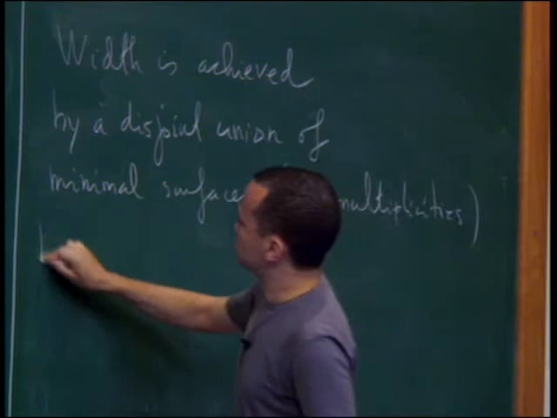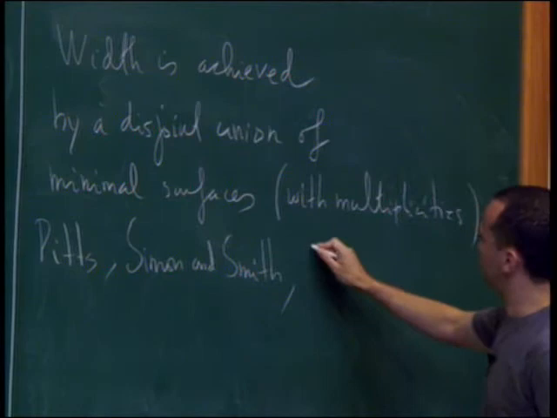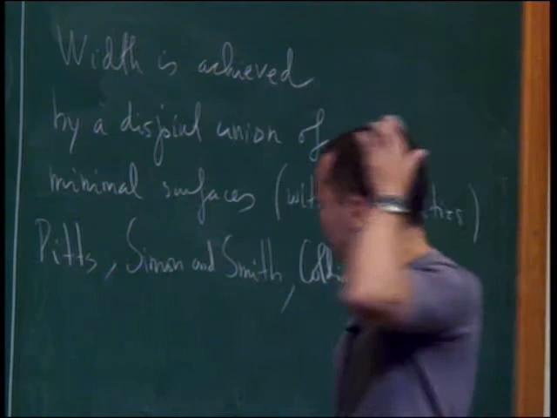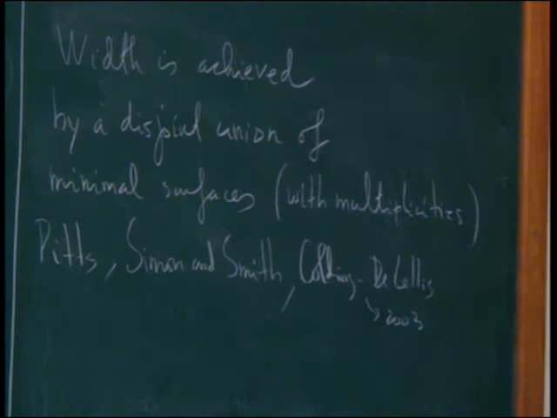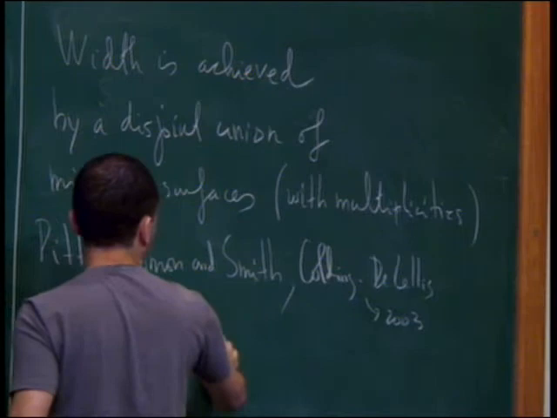So this is proved by Pitts in the early 80s, with the work of Simon and Smith. And there's a very recent survey by Colding and De Lellis, from 2003, where they give a complete account of this history, and they give complete proofs of all the results. I should say that for the applications that I'm going to state in a minute, we also need to control the genus, right? So you start with, for example, spheres. You want the surface that you get in the end to be a sphere again. So we need genus bounds. Some genus bounds were proved also recently by De Lellis and Pellandini.